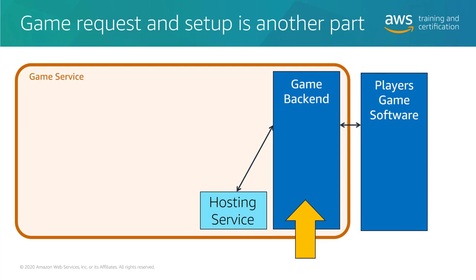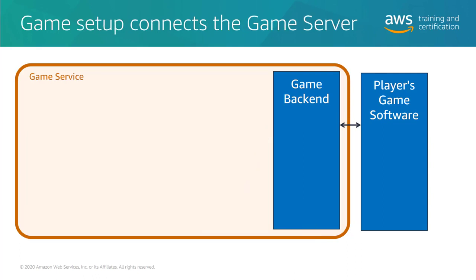The game backend identifies an available game server by making a request to the hosting service, and the hosting service responds with connection information for a game server. Game setup passes this information back to the player's game software. The player's game software connects directly with the game server. The job of game setup is done. The game backend steps out of the way and is no longer involved in the game session.